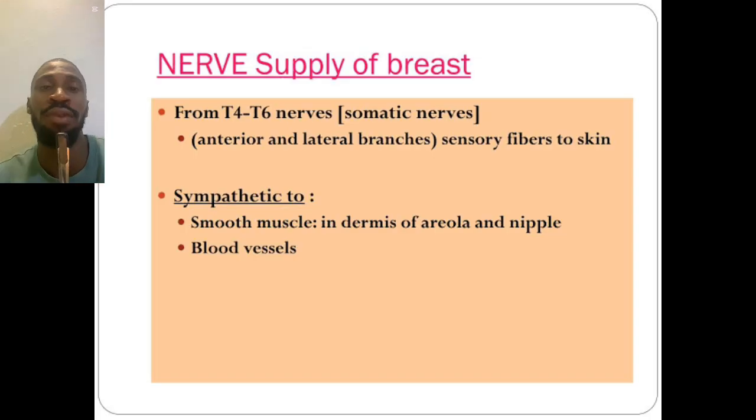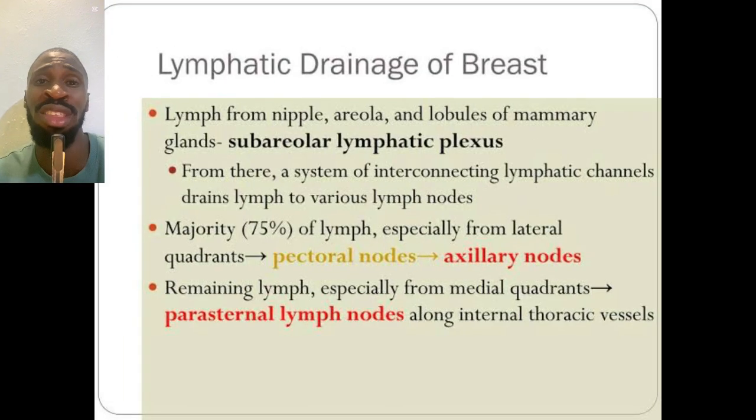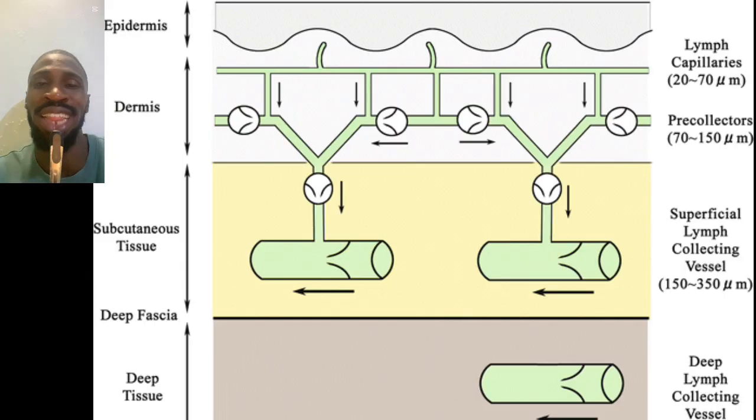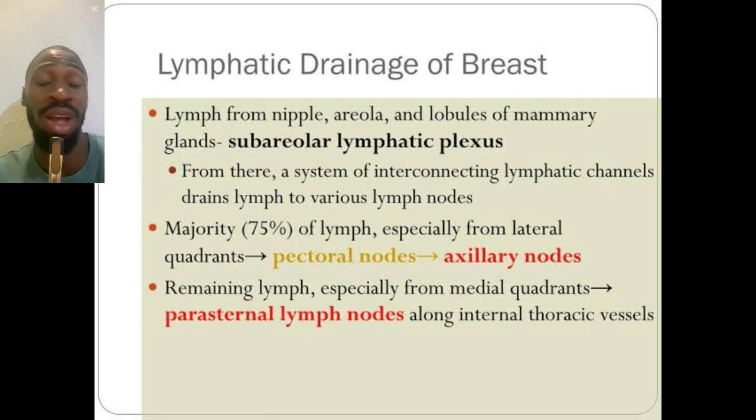Now the next is the lymphatic drainage of the breast. So one thing you have to know, the breast is divided into 4 quadrants. You have the upper medial and upper lateral quadrants, and you have the lower medial and lower lateral quadrants. So these 4 quadrants are very important in the lymphatic drainage of the breast. The lymphatic drainage of the breast is divided into superficial and deep lymphatic drainage. Now the superficial lymphatic drainage drains all parts of the skin except the nipple and the areola.